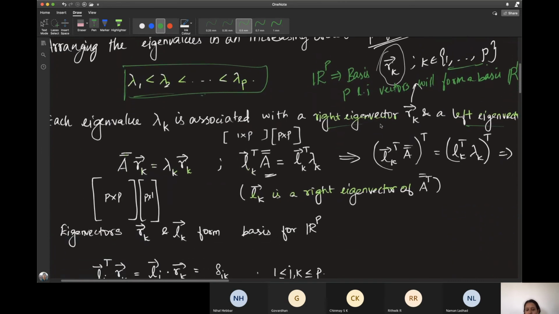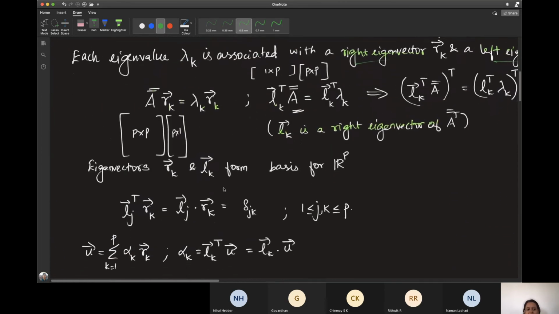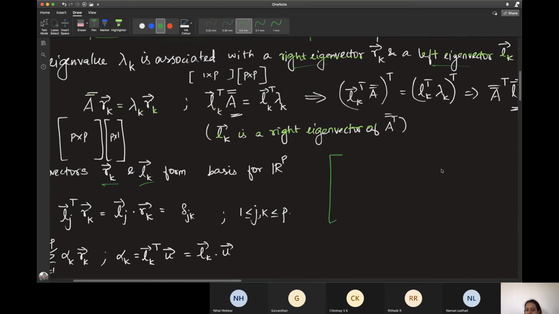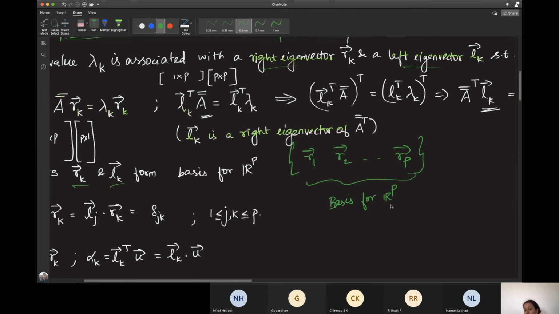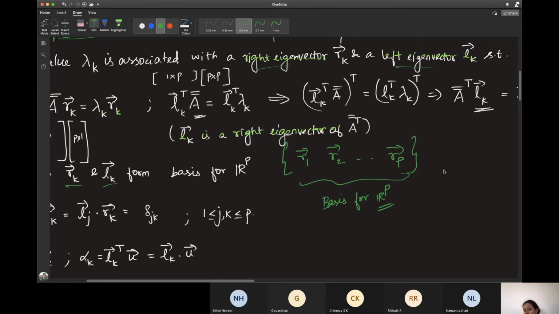That is what it means. Just arrange these eigenvectors; all of these are vectors. Now this set will help you get a basis for Rp. This set is a basis for Rp. That is, from this set of p vectors, you will be able to obtain all the elements in Rp.